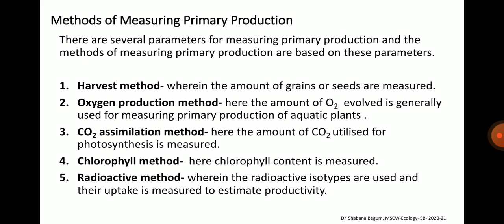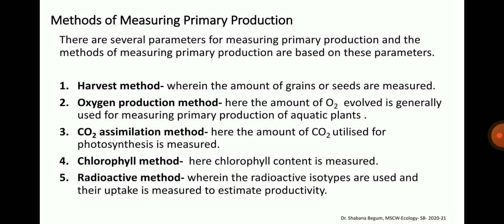Some of the methods to measure the primary productivity are the harvest method, wherein the amount of grains or seeds are measured. Oxygen production method, here the amount of oxygen evolved is generally used for measuring primary production of aquatic plants. Carbon dioxide assimilation method, wherein the amount of carbon dioxide utilized for photosynthesis is measured.